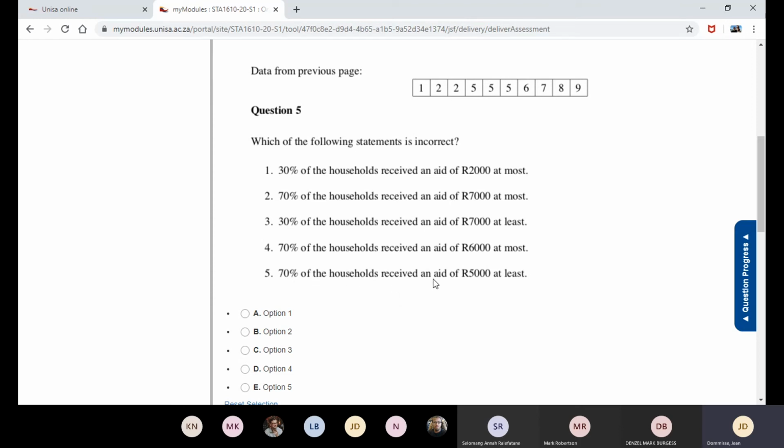70% of households received an aid of 5,000 at least. So at least 5,000. 1, 2, 3, 4, 5, 6, 7. So at least 7 out of the 10, so that one is also correct. So that one is the incorrect one, option 2, because it should have been 80%.